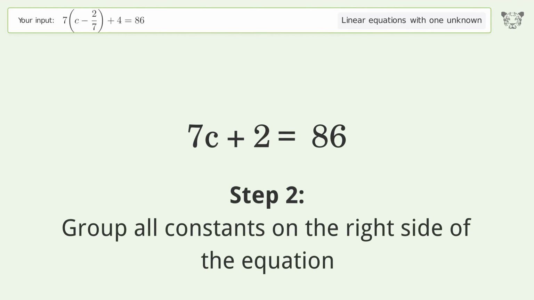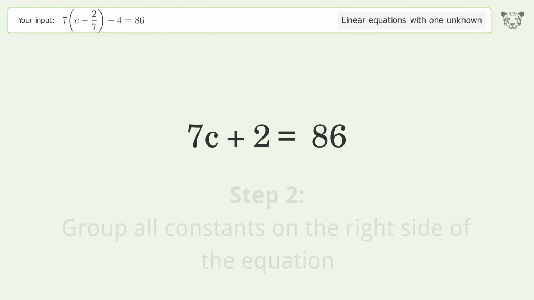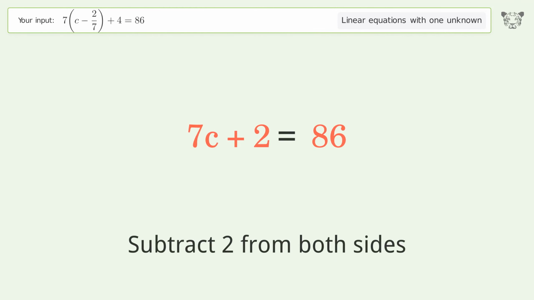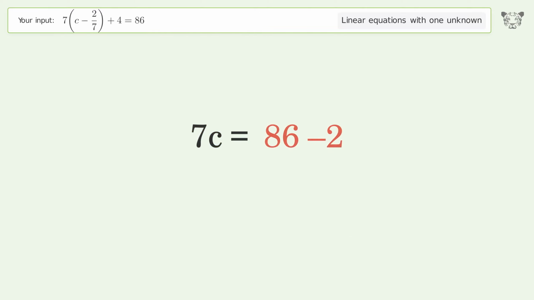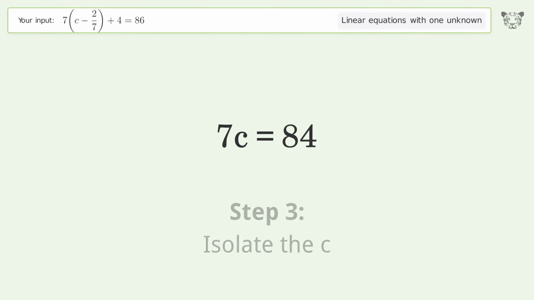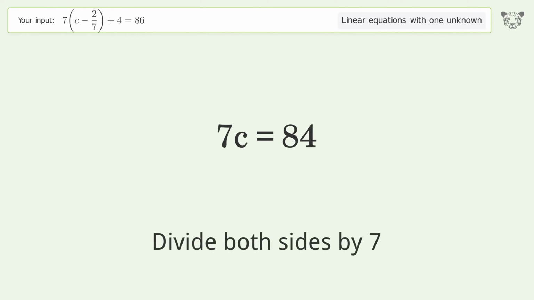Group all constants on the right side of the equation. Subtract 2 from both sides. Simplify the arithmetic. Isolate the c. Divide both sides by 7.